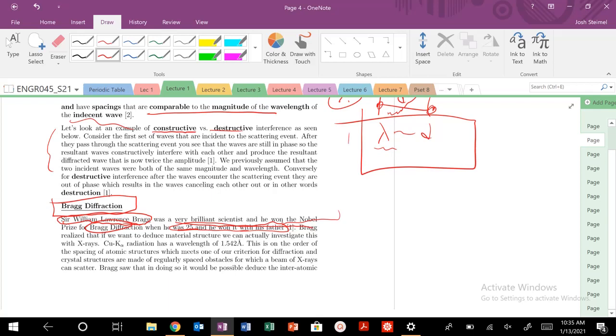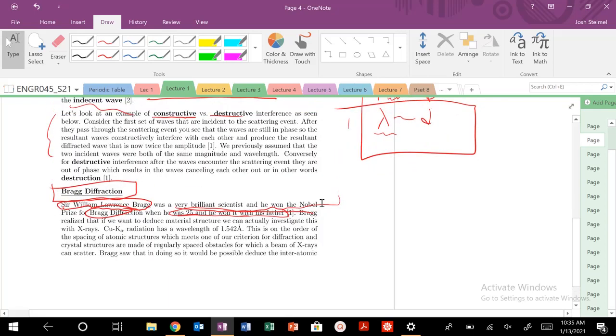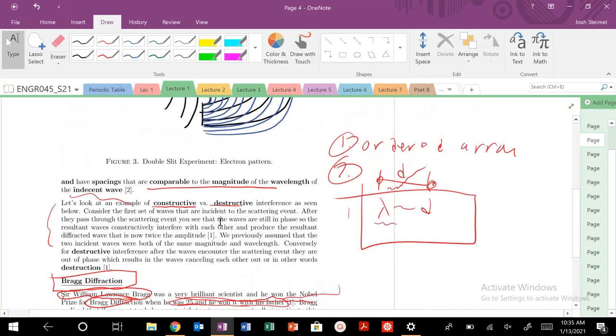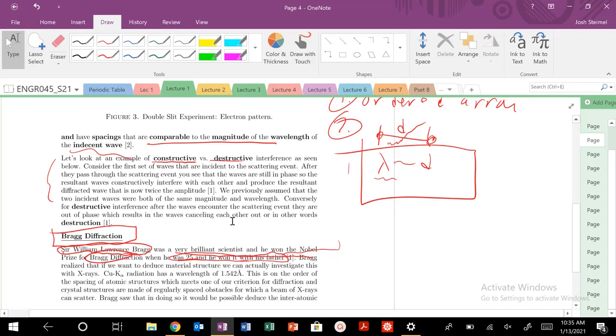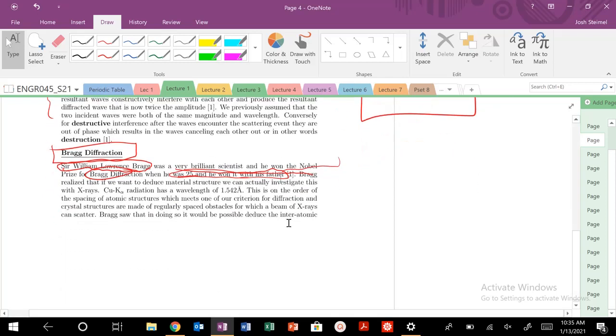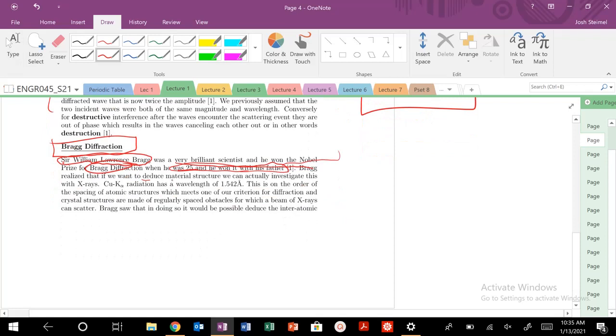But anyways, Bragg essentially understood this idea, looking at Young's double slit experiment, this particle-wave duality and constructive and destructive interference of waves and electrons. He had this ingenious idea that we could deduce the structure of materials and investigate them by using this concept of diffraction. And specifically, he's going to utilize X-rays.